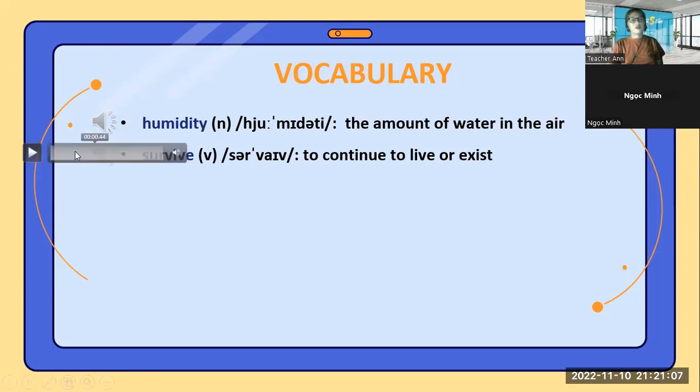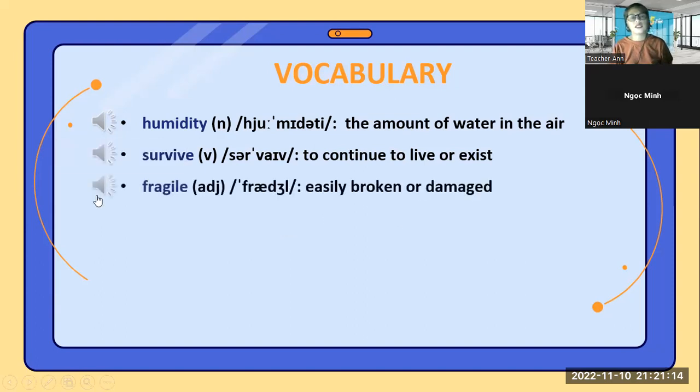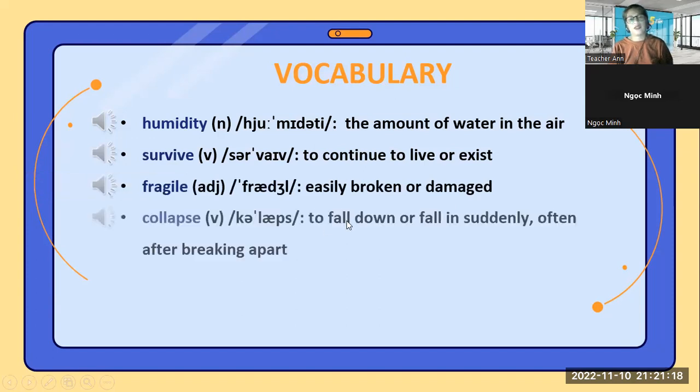Next, we have the word survive: to continue to live or exist. Next is fragile: easily broken. Like when you send broken items to another place, you will have to put on the box: it is fragile. Next, collapse: to fall down. The building collapsed.